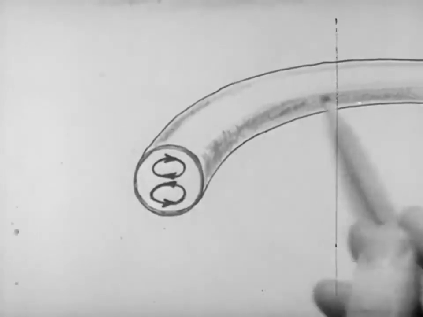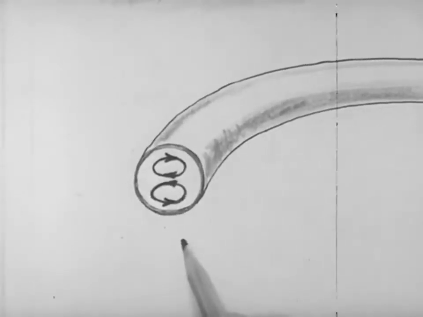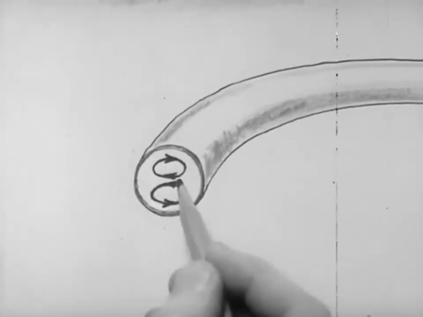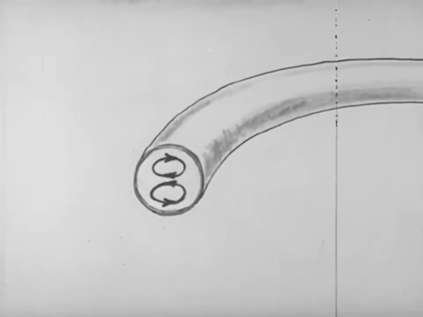When a pipe is curved, there are two cells of secondary flow. These secondary flows carry high-energy fluid from the middle of the pipe to the walls, in this way increasing the frictional losses.